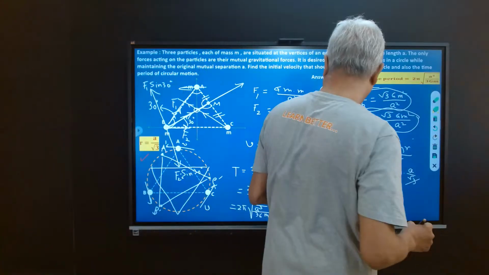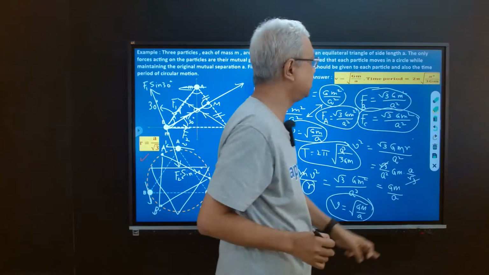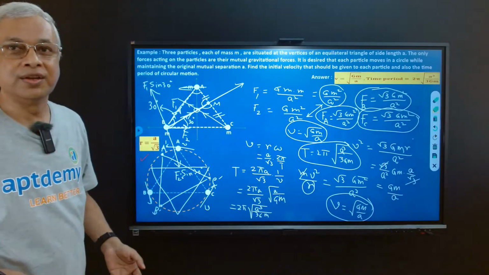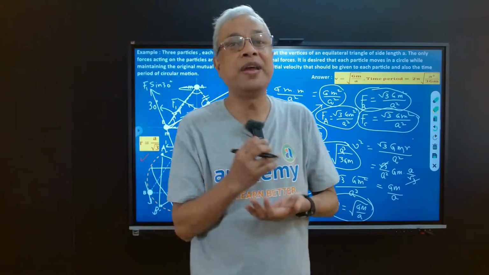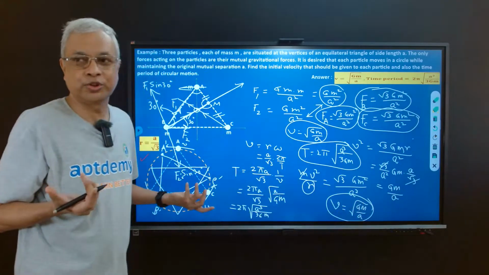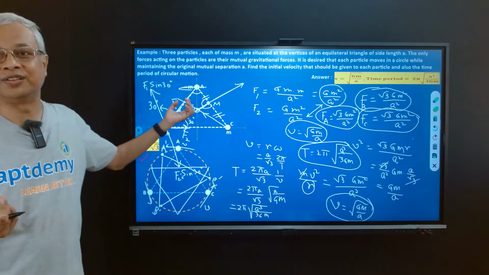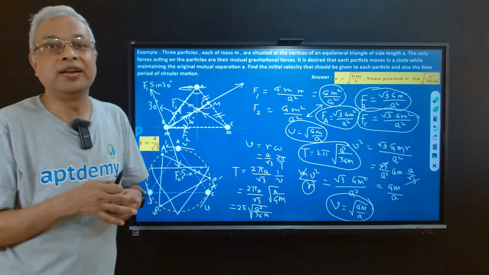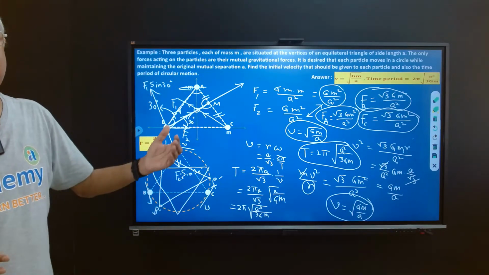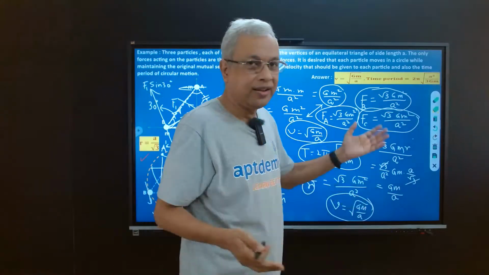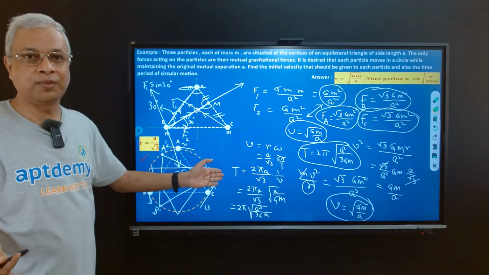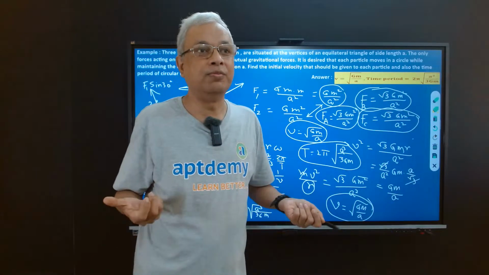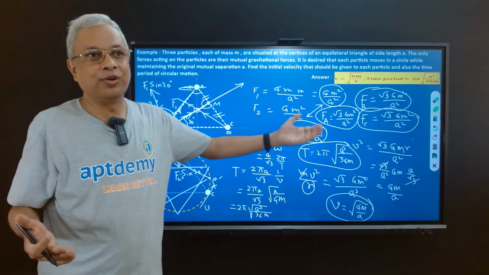So this is the answer: 2 pi square root of a cube by 3Gm, and the velocity is root over Gm by a. So you see, this is a problem where basic mechanics is involved, the concept of rotational motion is involved, and the concept of geometry is involved. Problems where mixed concepts are there are generally given in top level competitive exams in India and abroad. So I think this is a fantastic problem. If you go through the problem carefully and understand the concepts, then you can handle similar problems on your own.